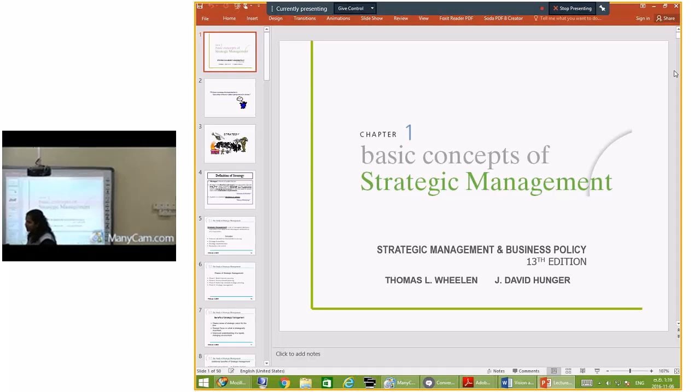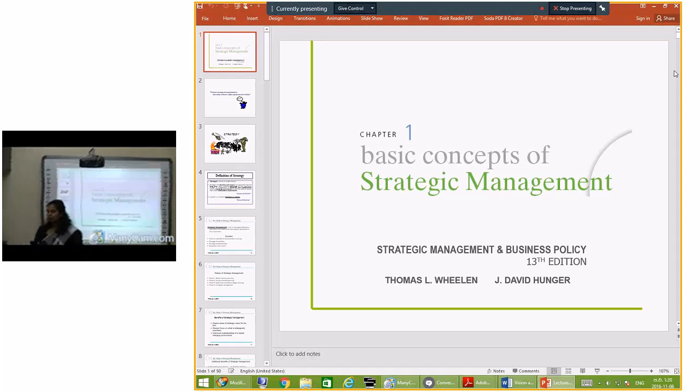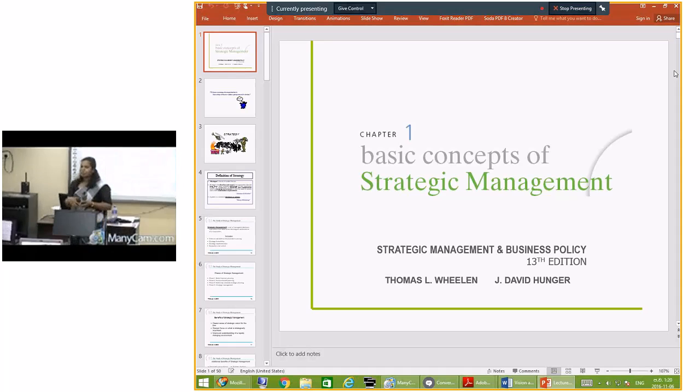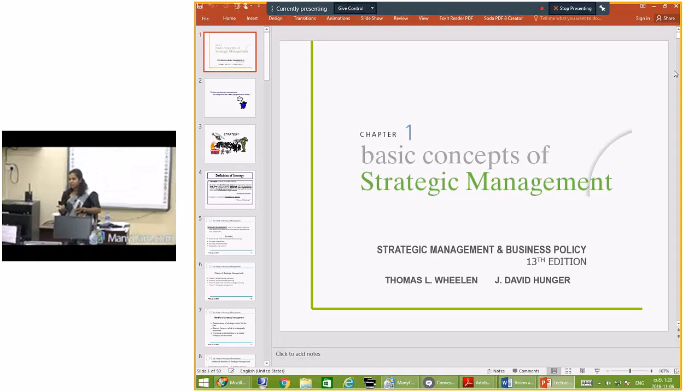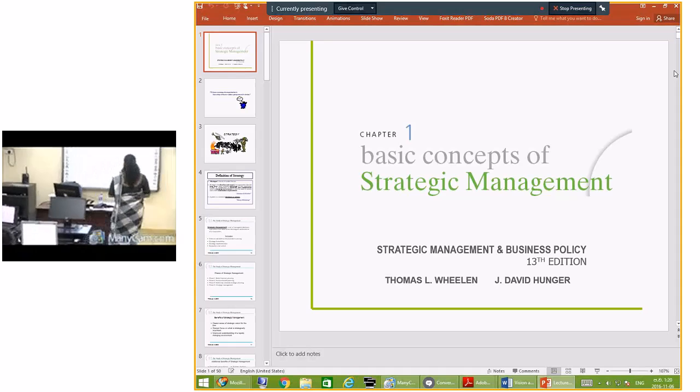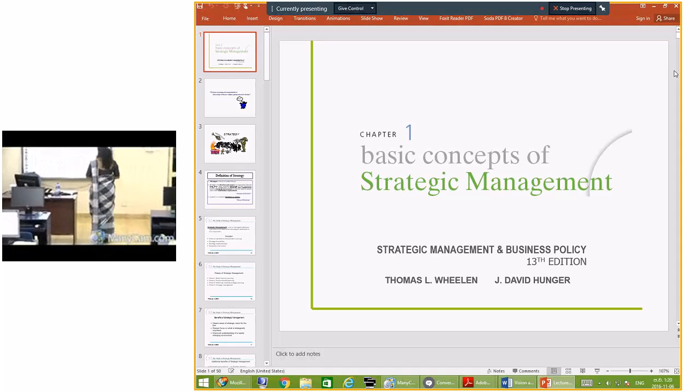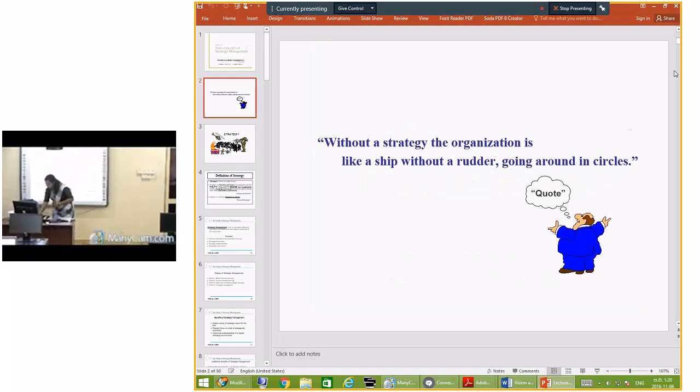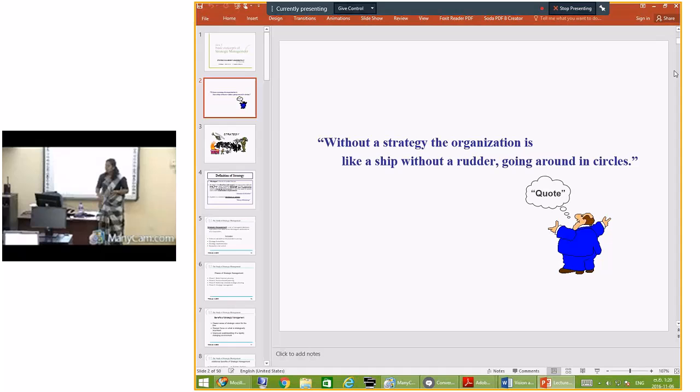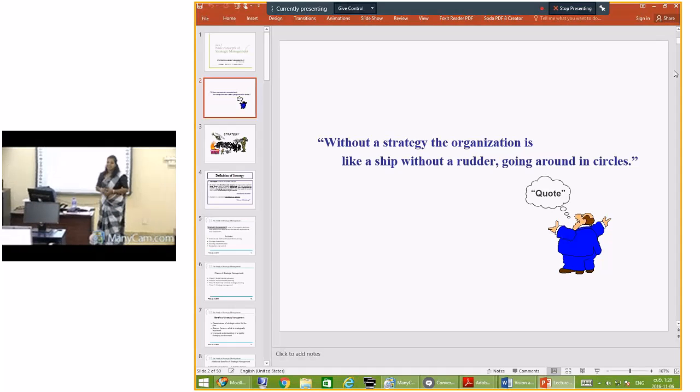Yes, the type of techniques that we use to beat the competition, in simple terms. So each and every organization should come up with a strategy. Have you all heard this quote? I think this is a common quote: without a strategy, the organization is like a ship without a rudder, going around in circles. Therefore, it is paramount for every organization to have a particular strategy or strategic management principles within the organizational setting.